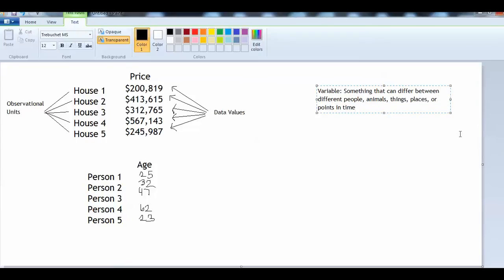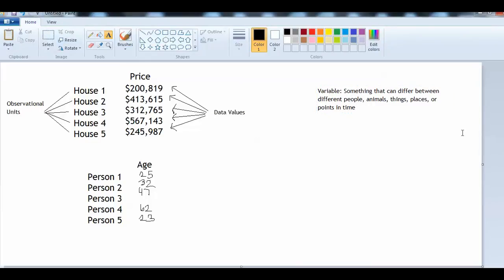It's just something that can differ between different people, animals, things, places, or different points in time. So let's try to think of an example of a variable.